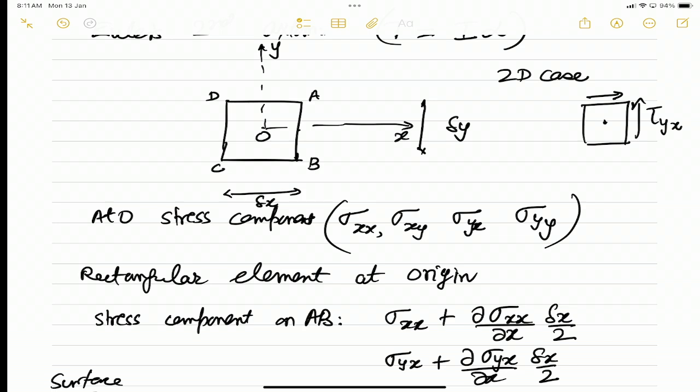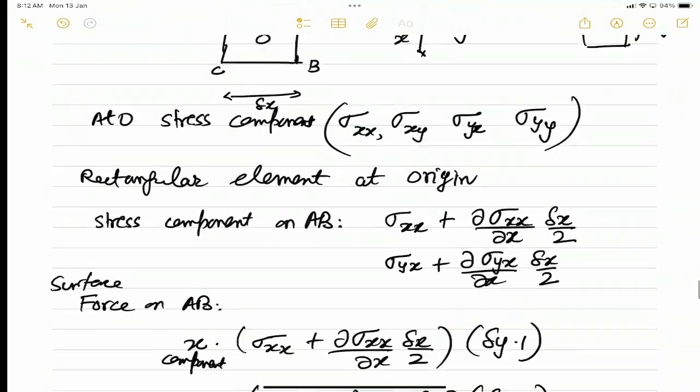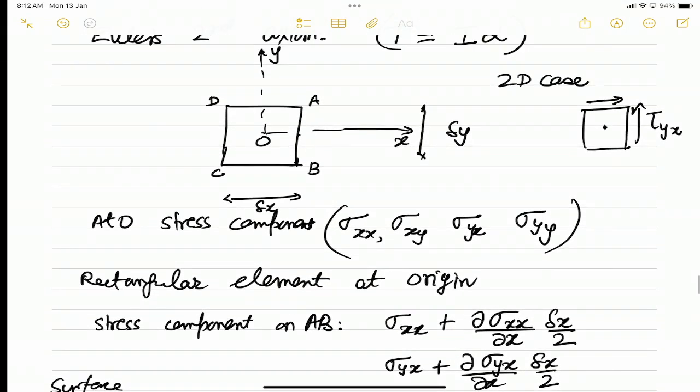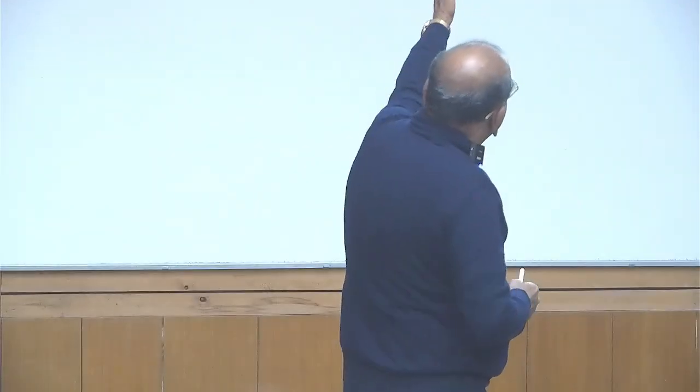But what I have shown, and which probably did not come out in the lecture last time, was this. I take an infinitesimal element, and a lot of you asked me after the class that at the point O, I gave the state of stress as sigma xx, sigma xy, sigma yx, sigma yy. So right now they are all 4 different stresses. Then on the face AB, I expanded sigma xx in a Taylor series.